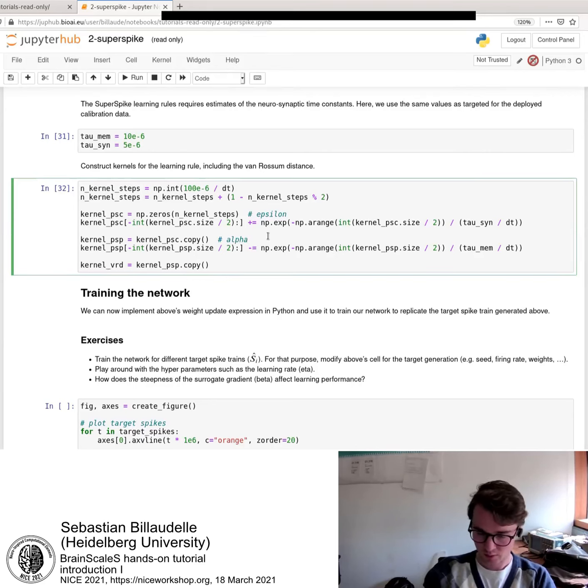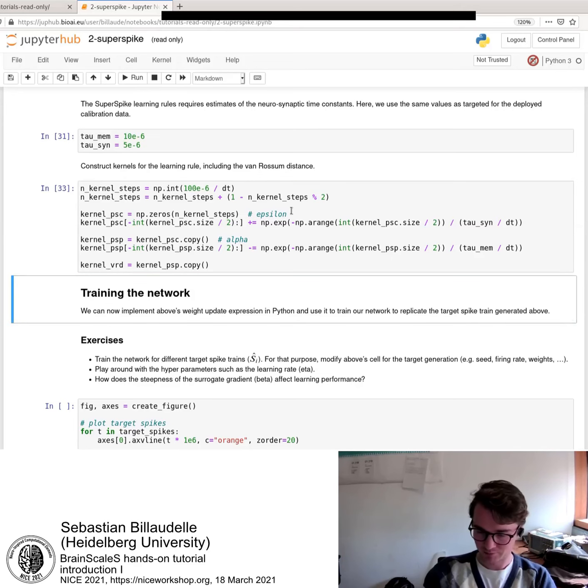So it's basically two low-pass filters applied. First, the low-pass filter of the synaptic currents and the low-pass filter of the membrane. And we use the same kernel we use for the PSPs for the van Rossum distance. Okay, let's define that, and we can now implement our learning rule.